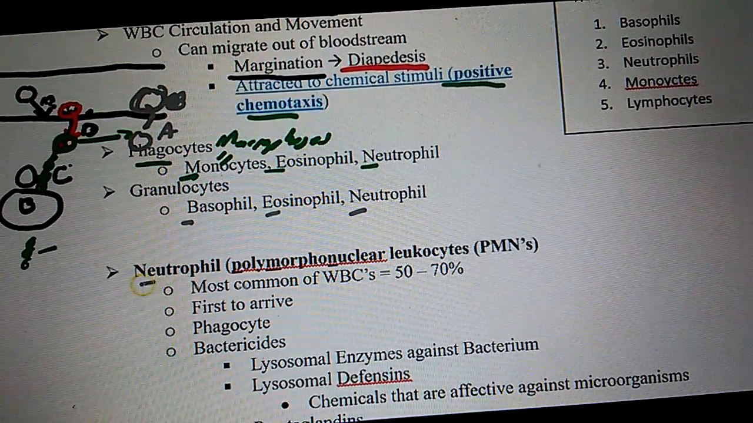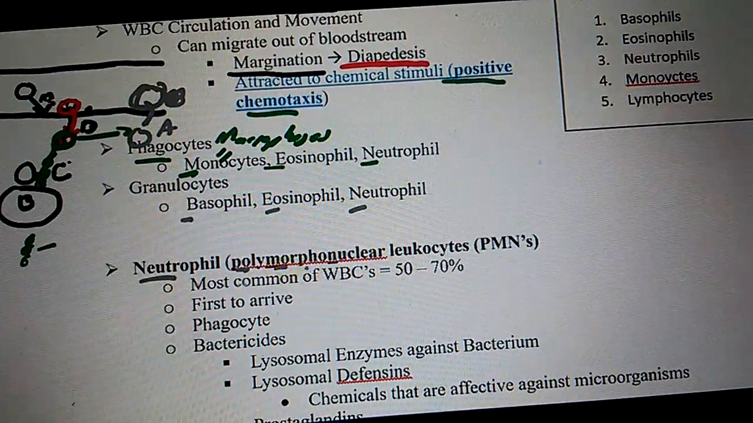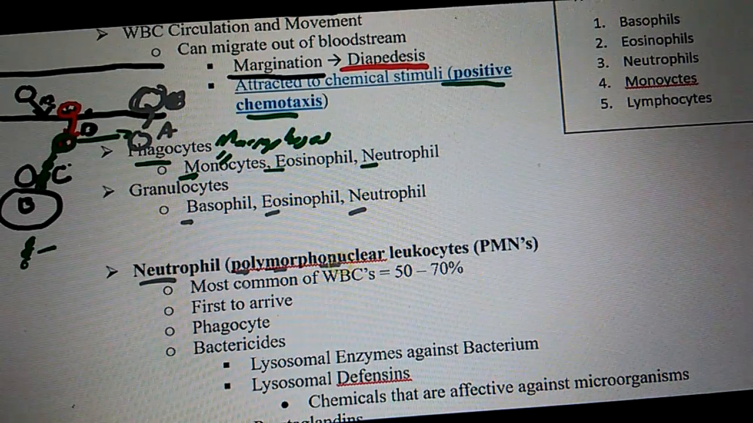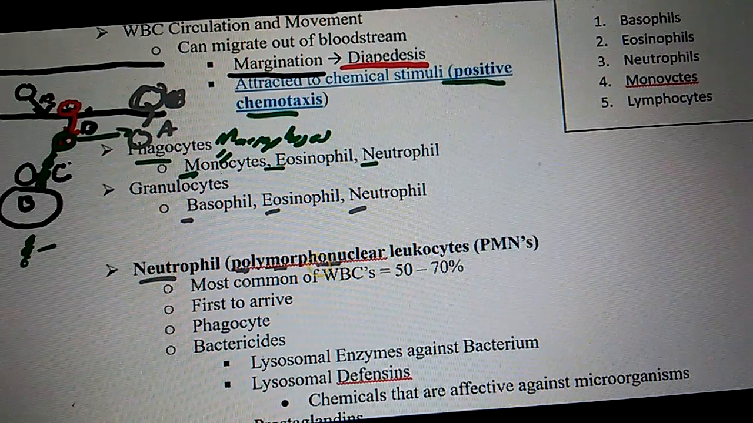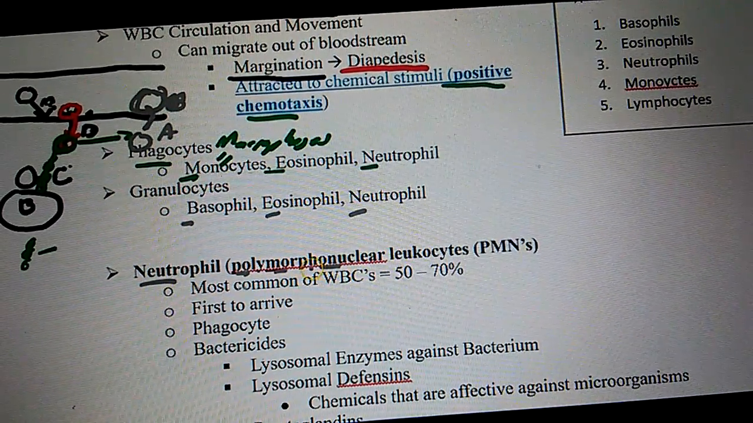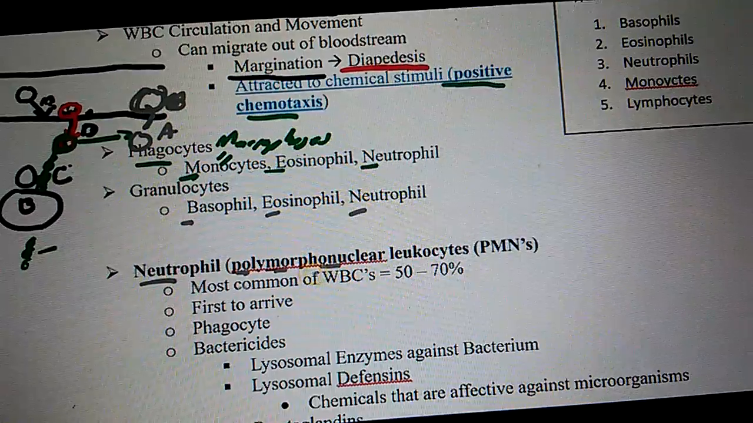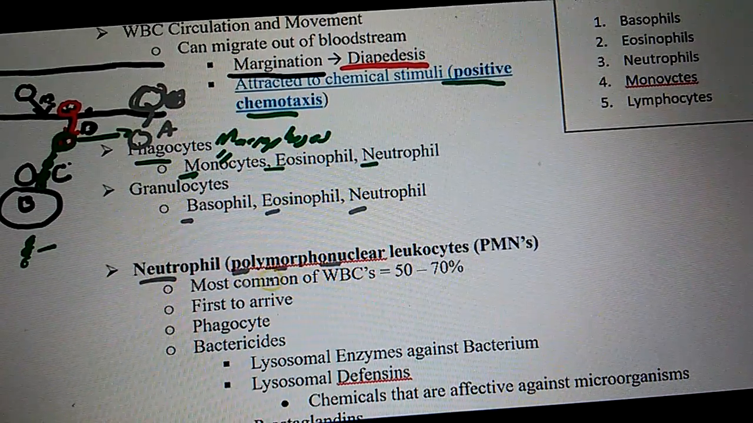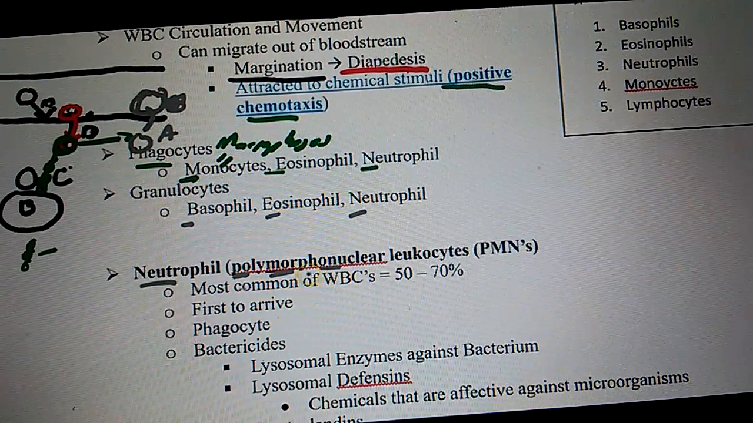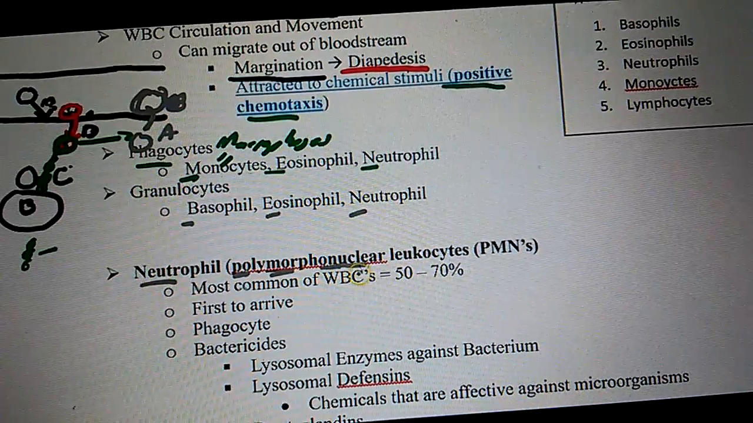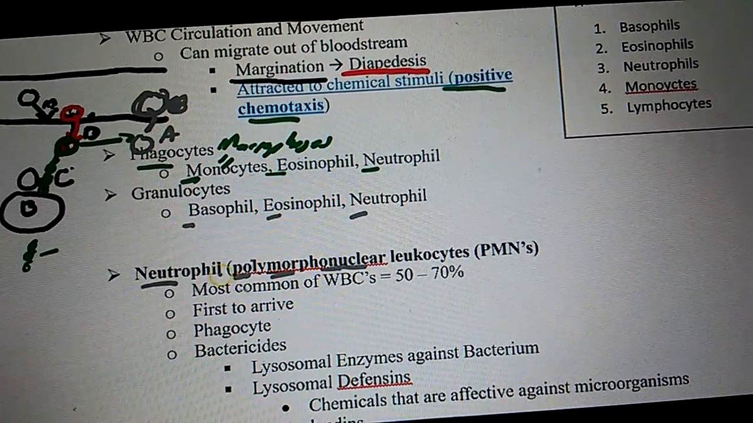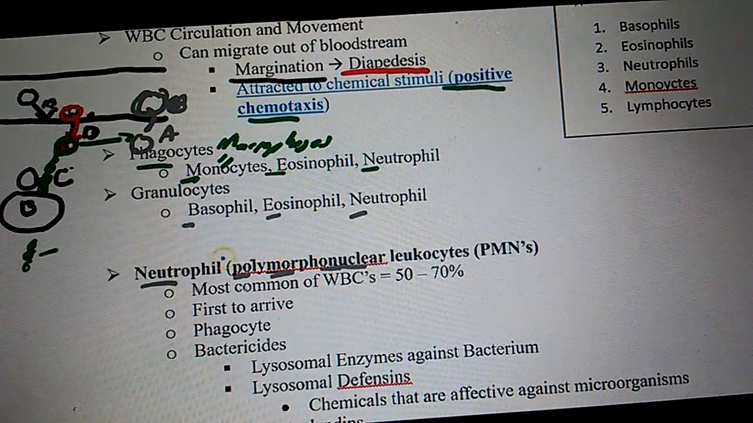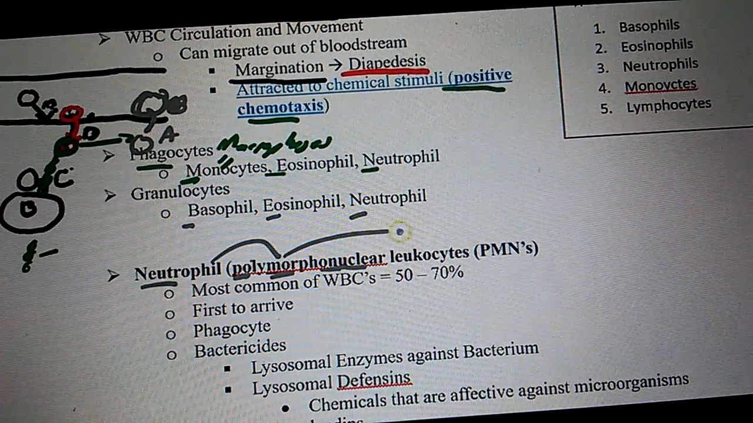Now, what's another word for neutrophil? Polymorphonuclear leukocyte. Now, guys, on the test, I'm not going to put polymorphonuclear leukocyte, and then the next answer will be nitrogenous leukocyte. I'm not looking to confuse you. So poly means many, morpho means shape, nuclear means nucleus. So multi-shaped nuclei. Okay? So please remember, neutrophils are polymorphonuclear leukocytes, PMNs.